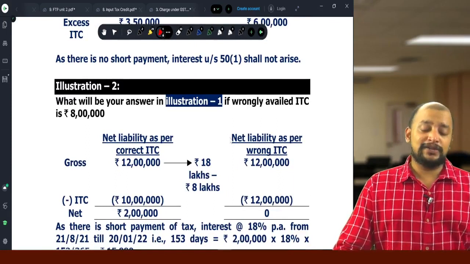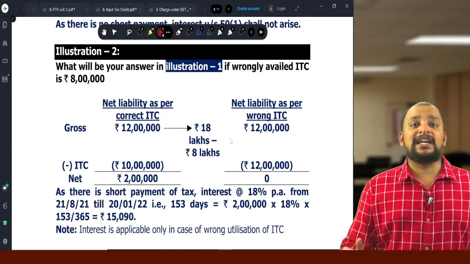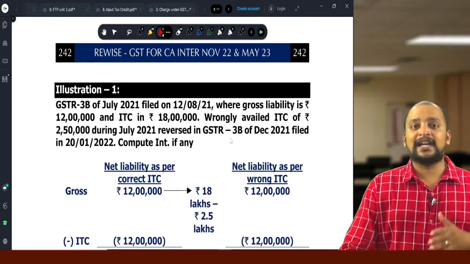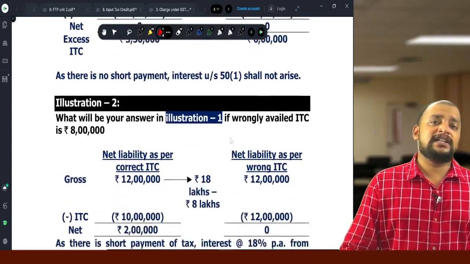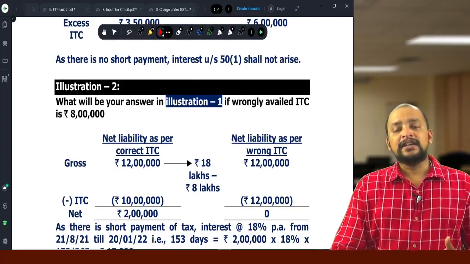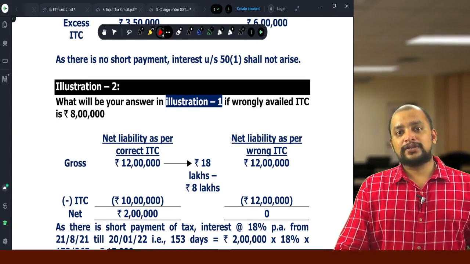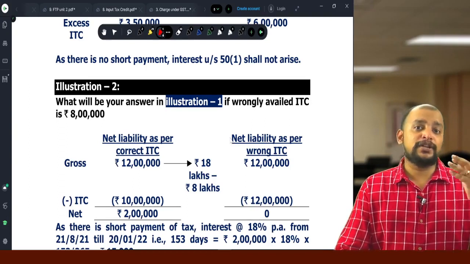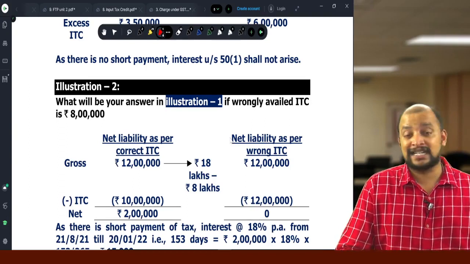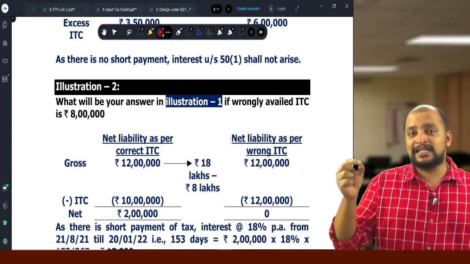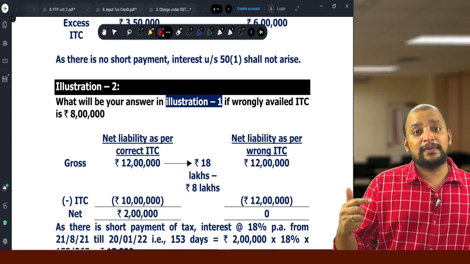Suppose in this illustration, what if the wrongly availed ITC is 8 lakhs? Suppose that 8 lakhs is not taken, out of 18 lakhs, then the credit would have been only 10 lakhs. So 10 lakhs adjusted for payment of liability of 12 lakhs. So 12 minus 10, it would have been 2 lakhs liability. What liability? Net liability. Because of taking the wrong credit of 8 lakhs, the total ITC is 18 lakhs and then the net liability will be 0.